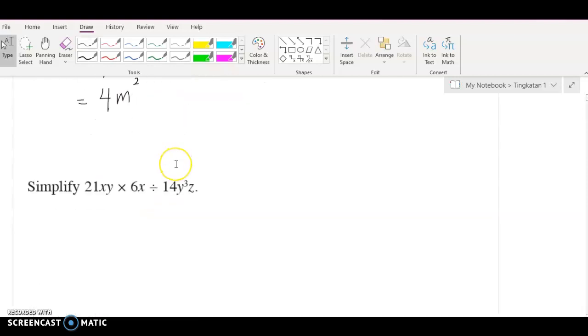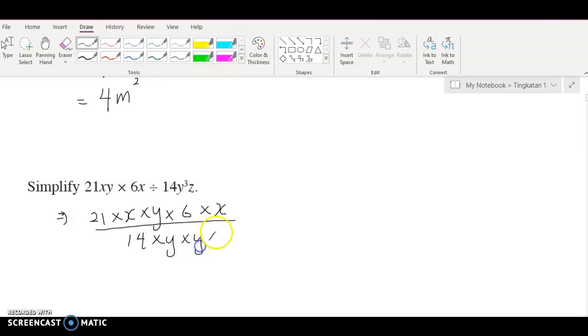Now we look at the last example over here. What happened over here? You have to change it into repeated multiples. So you will get 21 times x times y. Over here is also times, right? So multiplied with 6, multiplied with x. And then you have divide, meaning the divide here must apply to all of it: 14 times y times y times y times z.